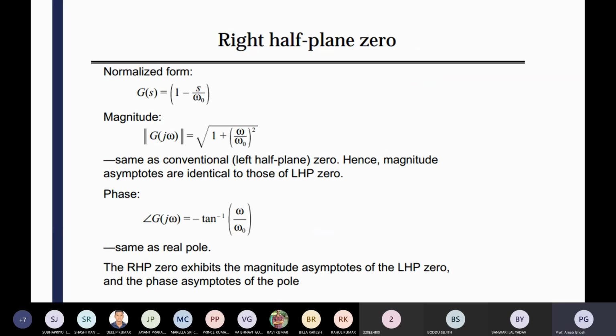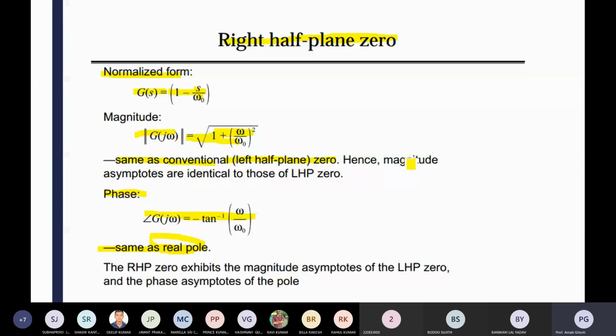The right half plane zero, you can say, is for the non-minimum phase system. The normalized form is G(s) equals 1 minus s by omega 0. The magnitude looks like your normal zero, 1 plus root under omega by omega 0 squared, but in phase it looks like your pole value. So it is the same as the real pole. I think all of you will be able to understand. It is the RHP zero, same as the conventional left half plane zero in magnitude.